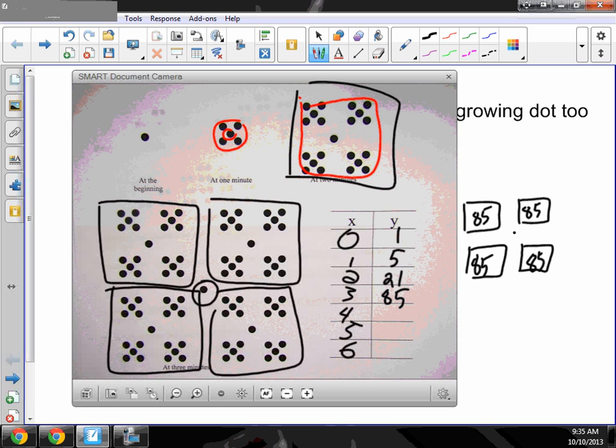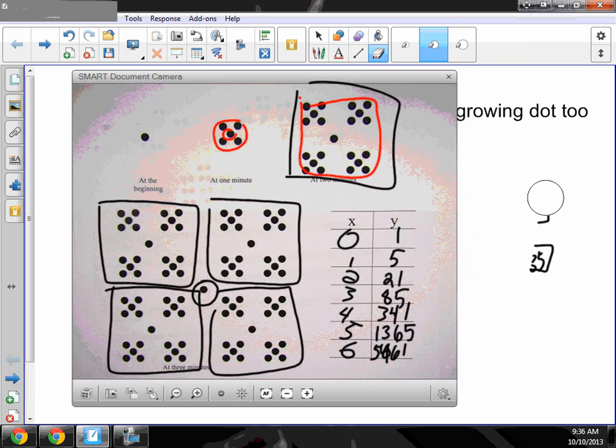So what is 4 times 85 plus 1? 341. Now I don't want to draw the next picture, but how am I going to find the next set of dots? So 341 times 4 plus 1, 1,365. And the next one's going to be 5,461. Okay.